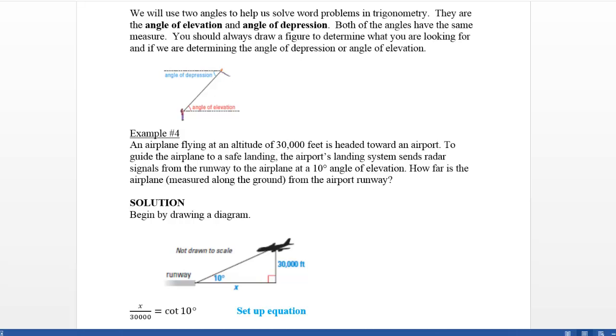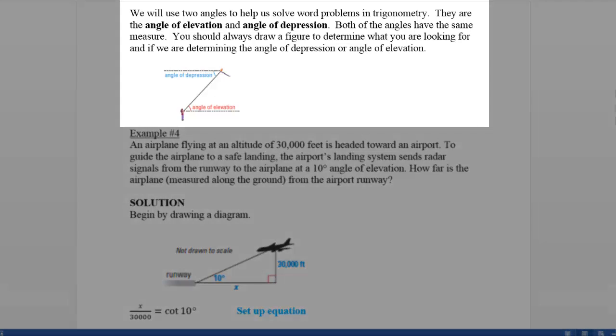Now we'll use our trig ratios and our knowledge of solving right triangles to help us with some application problems. If you recall from geometry, you probably learned about the angle of elevation and the angle of depression and using those in word problems. So we'll do that now. So just take a quick review of this information about angle of elevation, angle of depression.